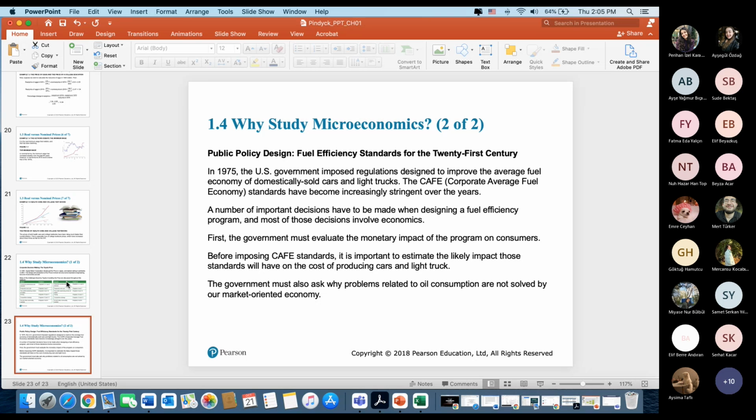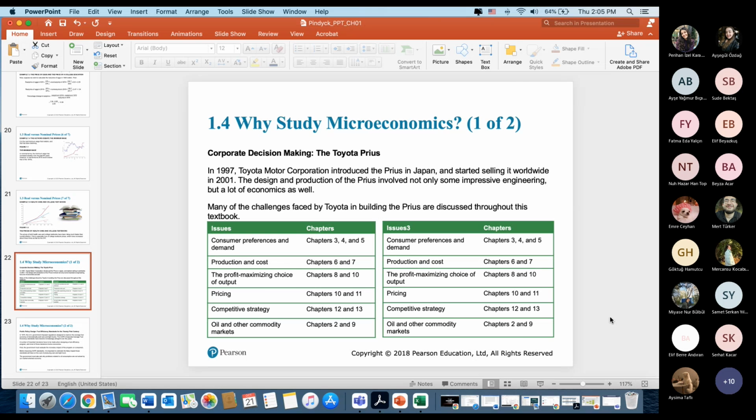So the government must also ask why problems related to fuel consumption are not solved by our market-oriented economy. So this is the end of this first chapter.